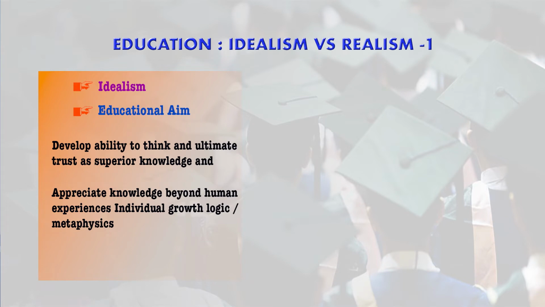For idealist philosophers, it's the ability to think, the ability to use logic. Their approach is metaphysical. Their approach is logical. They are thinking about the way to know, I mean, how to know if something is there. So they are more abstract in nature. They think that it is the duty of education to increase the abstract thinking capacity.